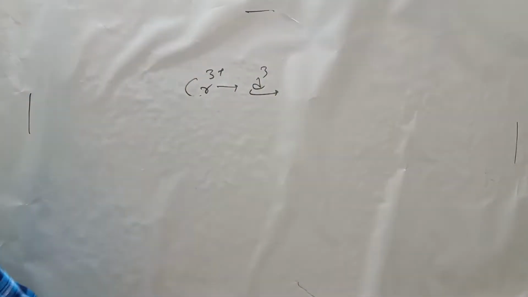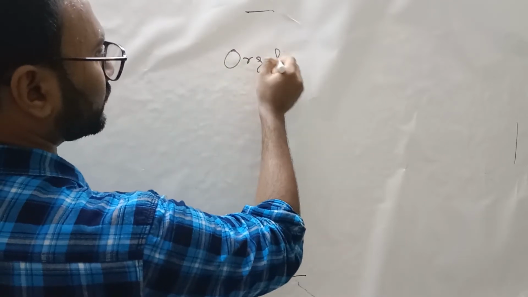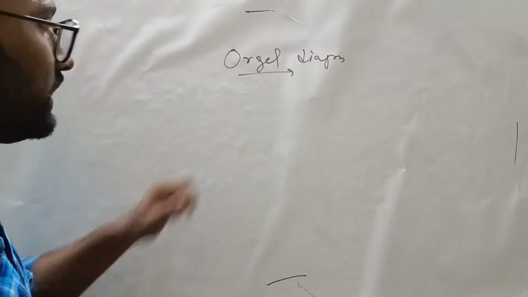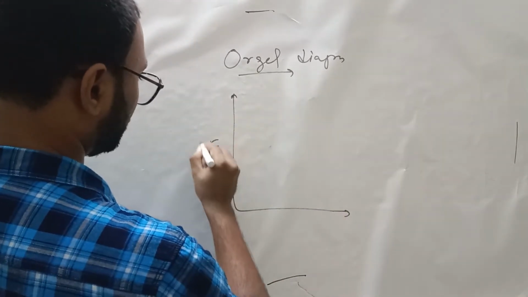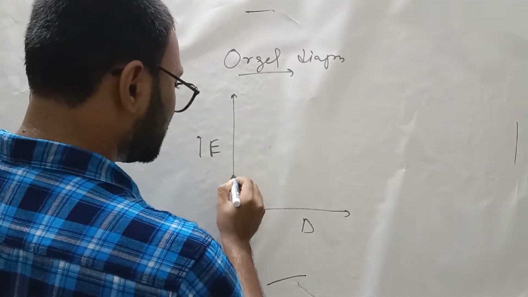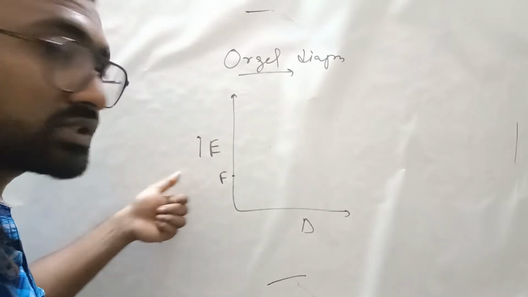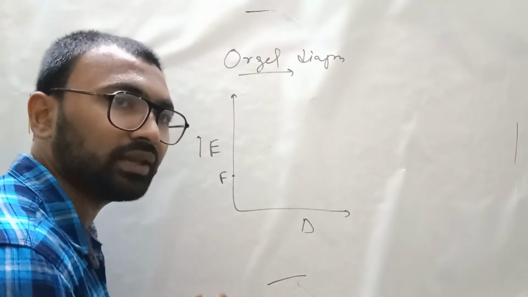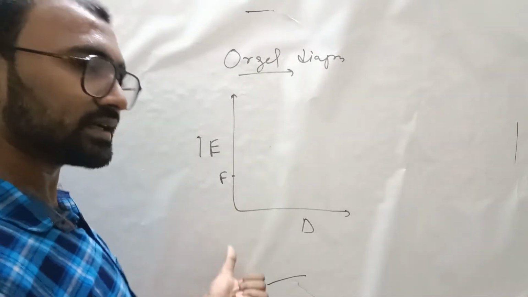Now we learn the Orgel diagram, the main formula of the Orgel diagram. So what did they basically do? They put these Russell-Saunders terms. These ground state terms occur due to their LS coupling and JJ coupling. So that's why they are termed Russell-Saunders terms.